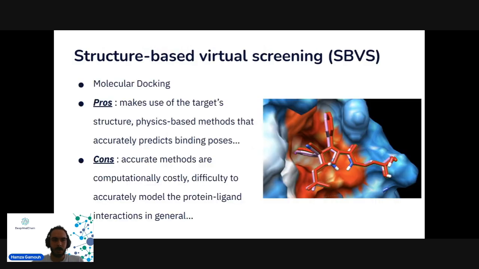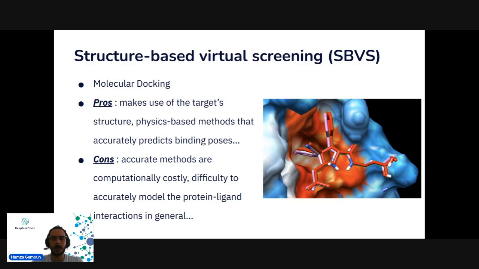Then we will move to structure-based virtual screening, which is another method of virtual screening, also known as target-based virtual screening. Here the structure of the target is known, and little to no experimental data is known about which compounds bind to this target.